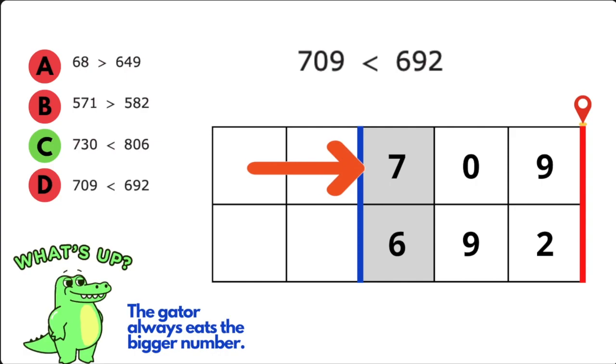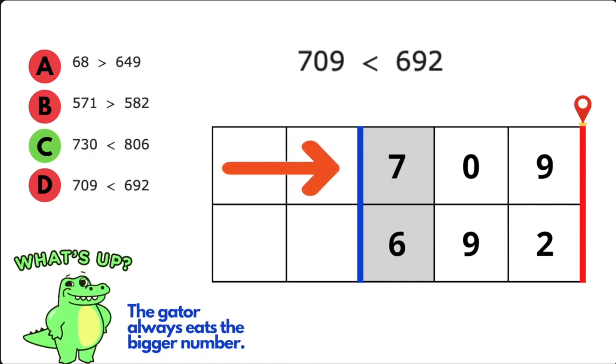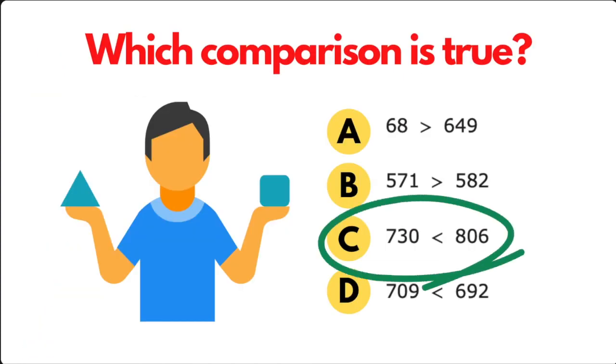We can really use this format for all our numbers. If we just keep ourselves organized, it's very, very easy to see. So which comparison is true? C. 730 is less than 806.